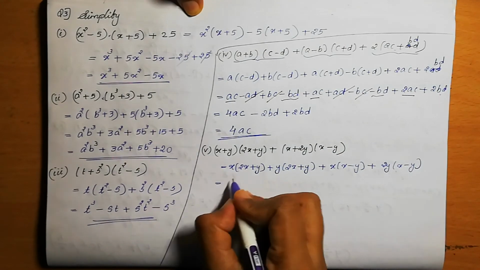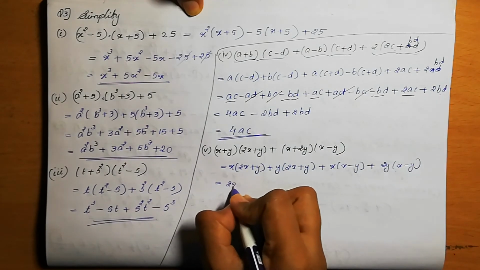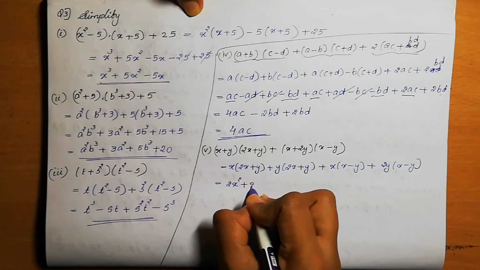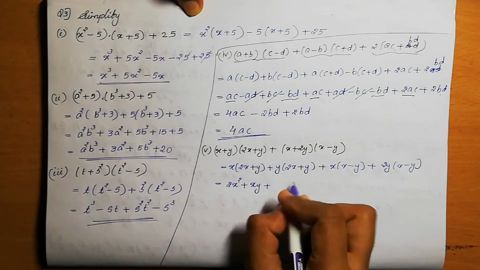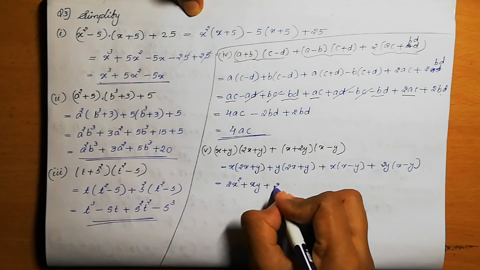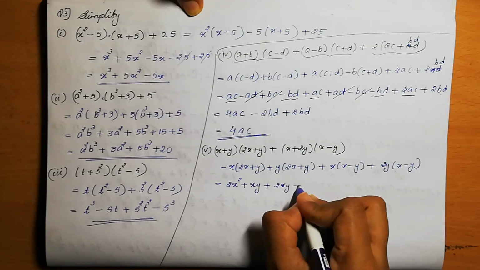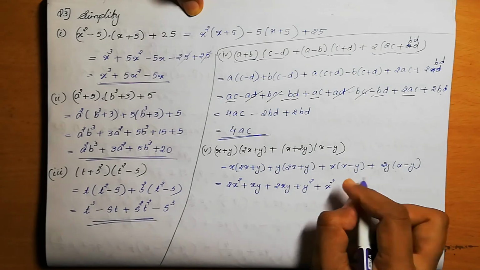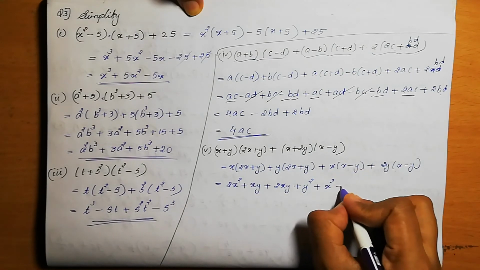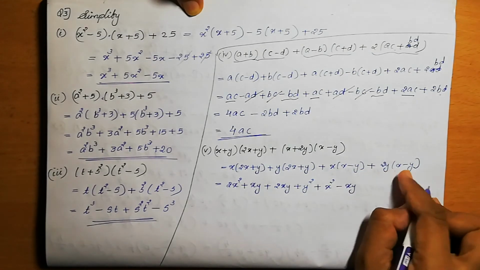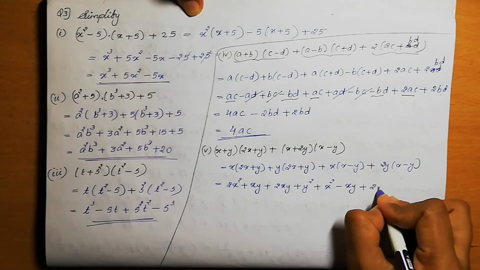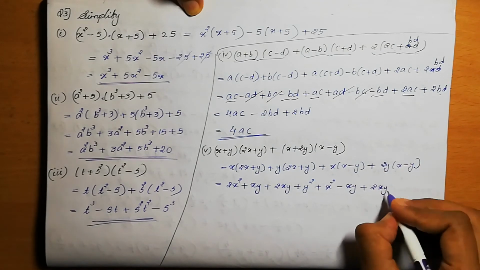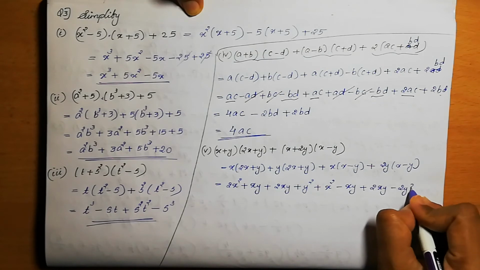Now that is equal to x into 2x is 2x square, plus x into y is xy, plus y into 2x is 2xy, plus y into y is y square, plus x into x is x square. X into minus y is minus xy. 2y into x is plus 2xy. 2y into minus y is minus 2y square.